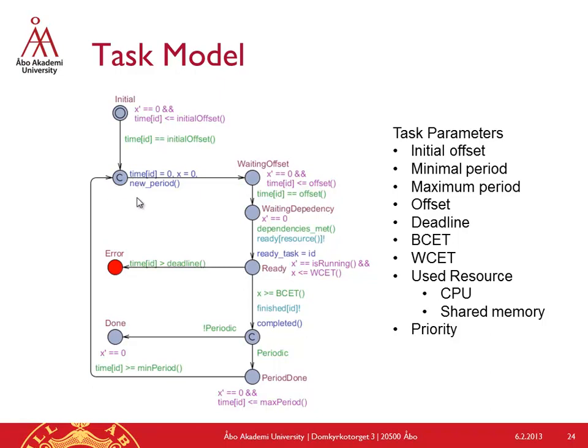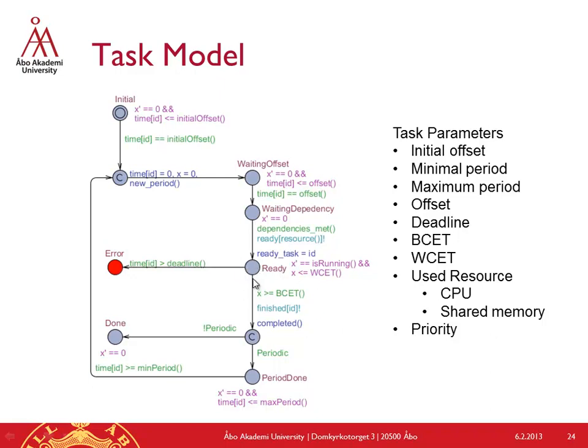This means that the task is not going to last in this state for a long time. It will just come to this state and immediately should go somewhere else. It should wait for an offset. I mean, the initial phase should be kept by this state. It should wait for a dependency if there is some sort of concurrency for resources, so you should wait for a specific resource to be released by other tasks.